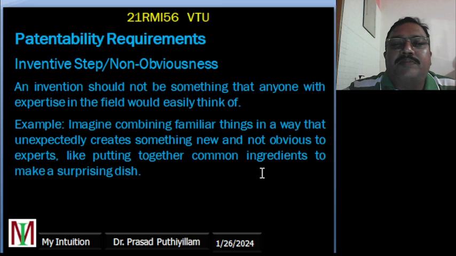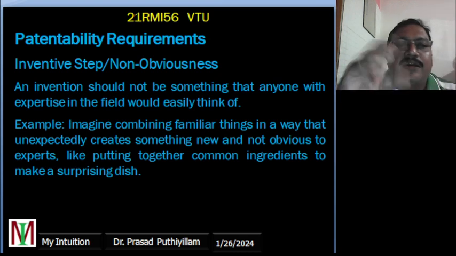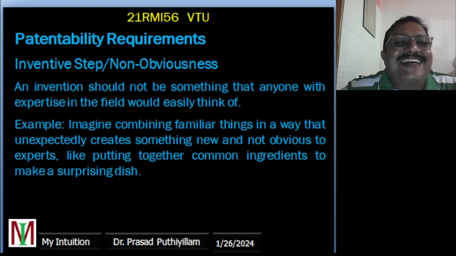Now, inventive step, non-obviousness. An invention should not be something that anyone with expertise in the field would easily think of. For example, imagine combining familiar things in a way that unexpectedly creates something new and not obvious to experts, like putting together common ingredients to make a surprise dish. Okay, you make idli, you make dosa, and put the idli inside the dosa, turn it and make a dish. That should not be considered. That is the meaning of this, roughly if I say.